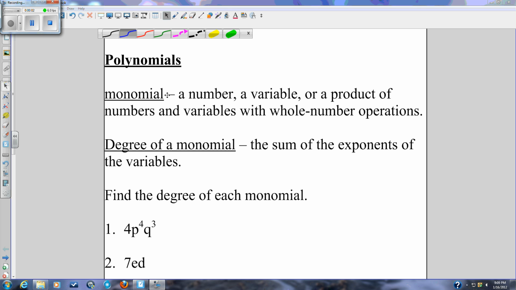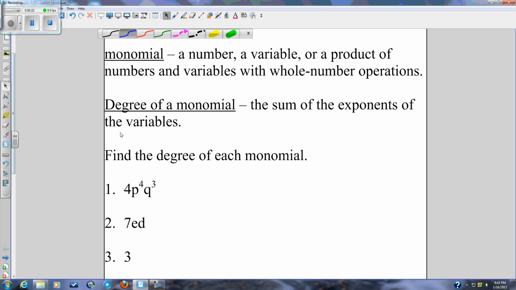Today we're going to talk about polynomials, and we're going to start by defining some terms. A monomial is a number, a variable, or a product of numbers and variables with whole number operations. Okay, so we are going to be seeing some examples in just a few moments. The degree of a monomial is the sum of the exponents of the variables.